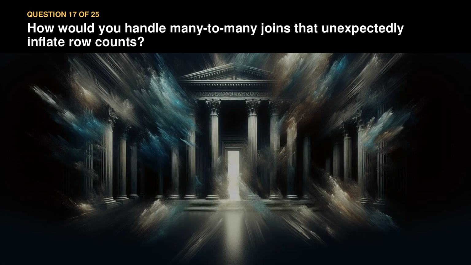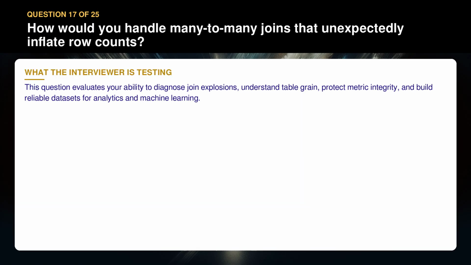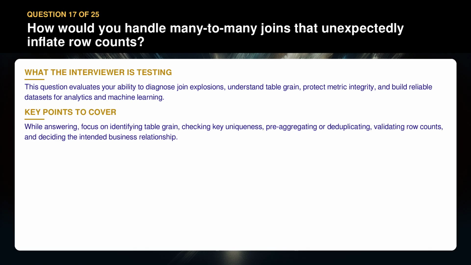Question 17. How would you handle many-to-many joins that unexpectedly inflate row counts? This question evaluates your ability to diagnose join explosions, understand table grain, protect metric integrity, and build reliable datasets for analytics and machine learning. While answering, focus on identifying table grain, checking key uniqueness, pre-aggregating or deduplicating, validating row counts, and deciding the intended business relationship.